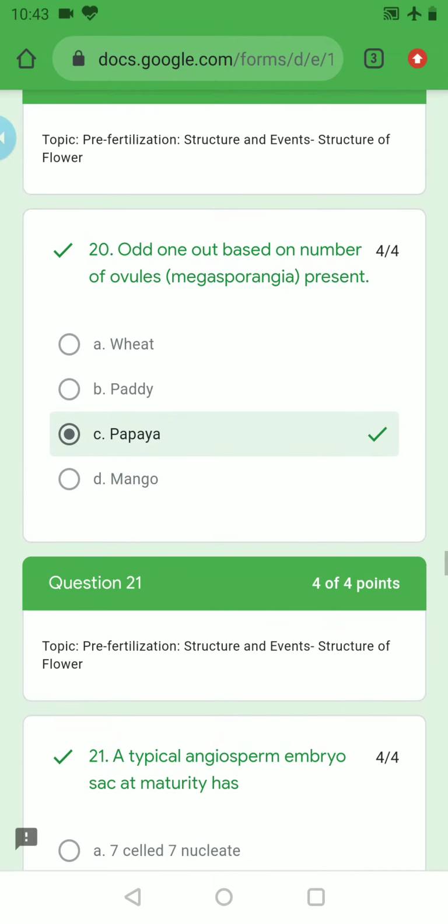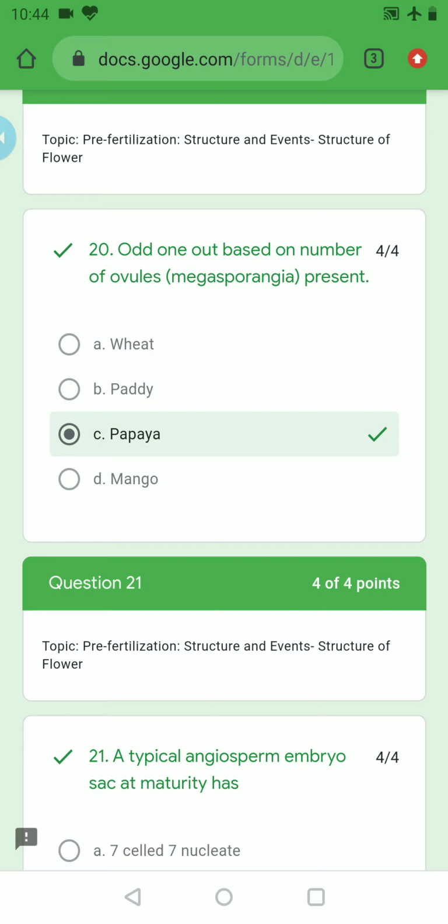So next question. Here, odd one out. Odd one is the one that is not suitable or selectable with respect to the particular group. Odd one out based on the number of ovules. See what they have given. There is no need for in-depth knowledge. You just identify wheat, paddy and mango, and papaya. The papaya may produce a huge number of ovules.